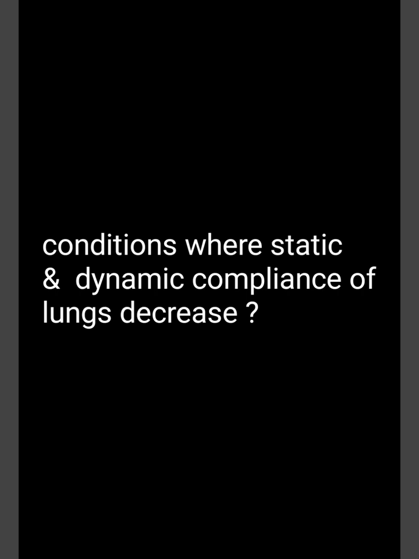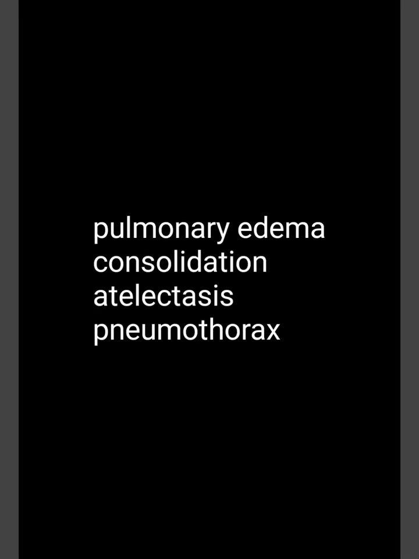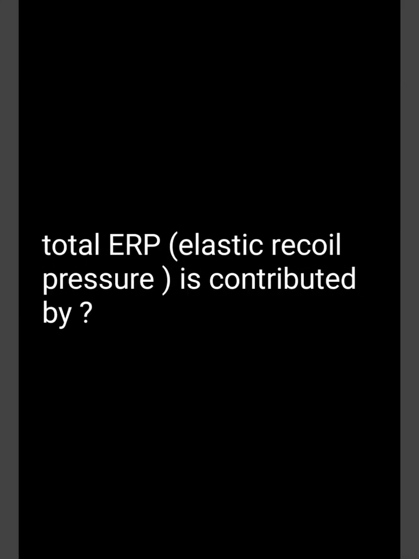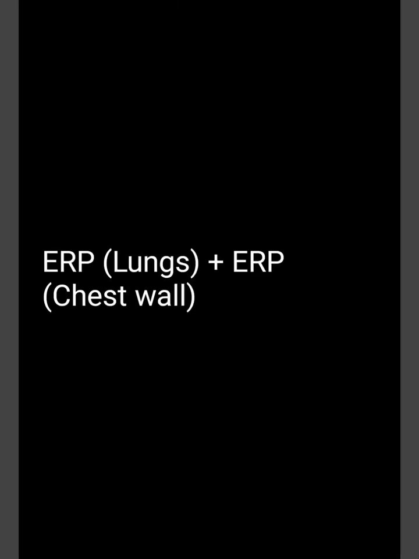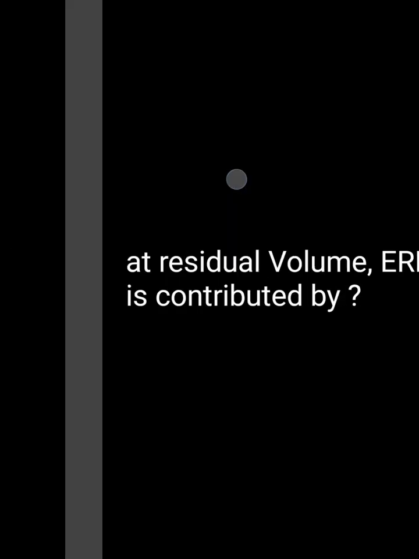Conditions where static and dynamic compliance of lungs both decrease: pulmonary edema, consolidation, atelectasis, pneumothorax. Total ERP, elastic recoil pressure, is contributed by ERP of lungs plus ERP of chest wall.